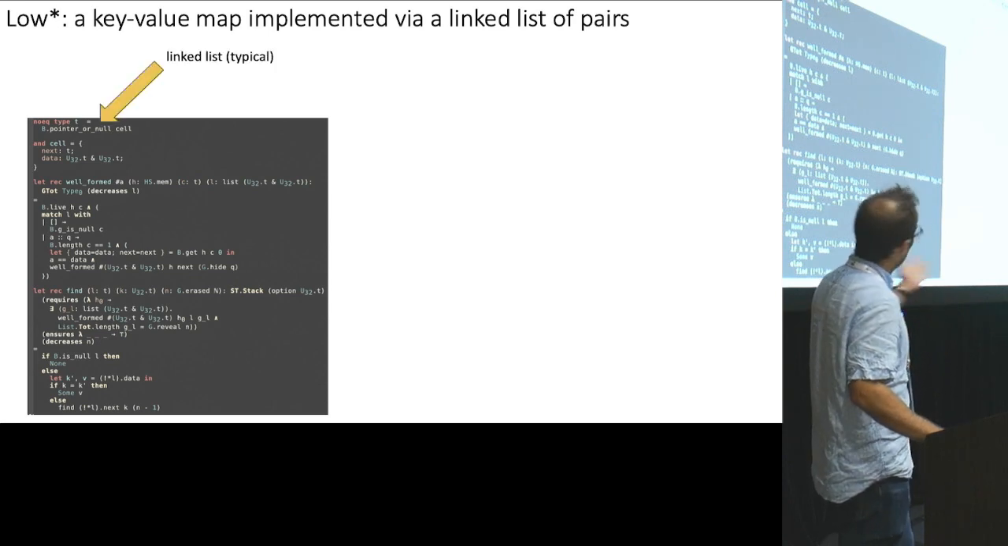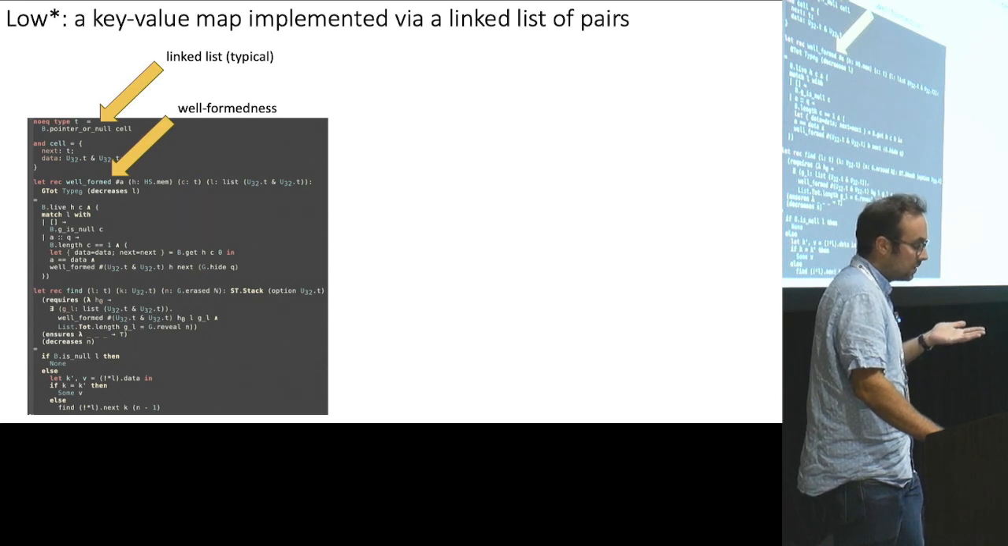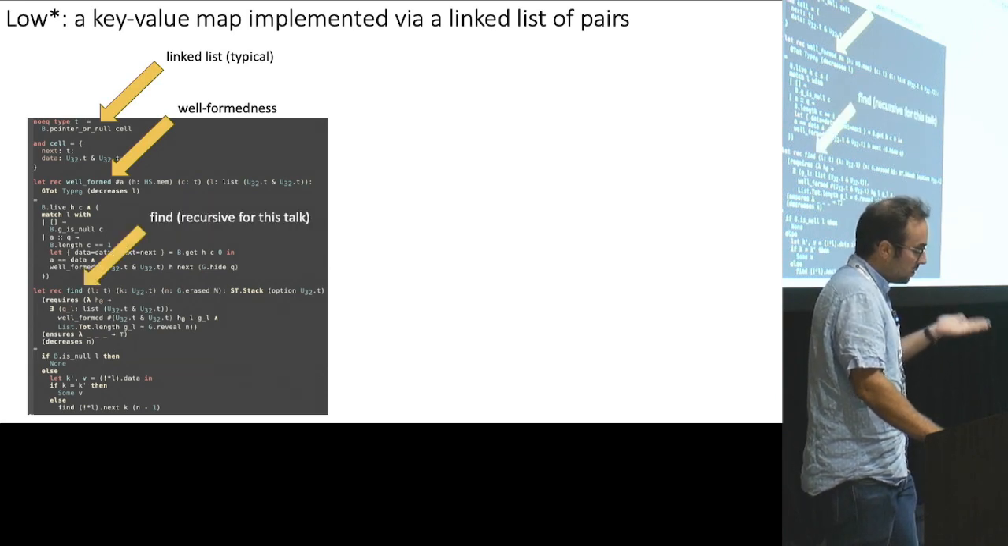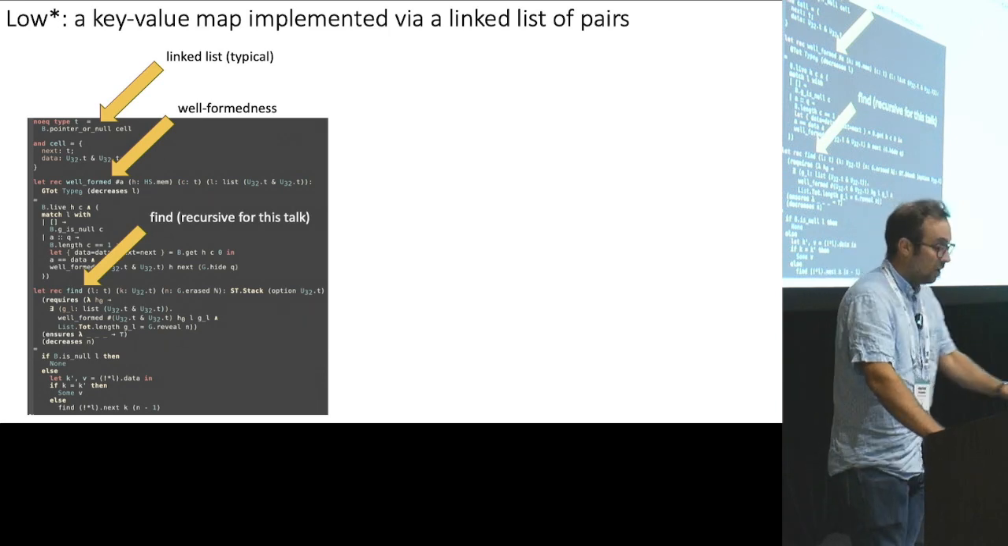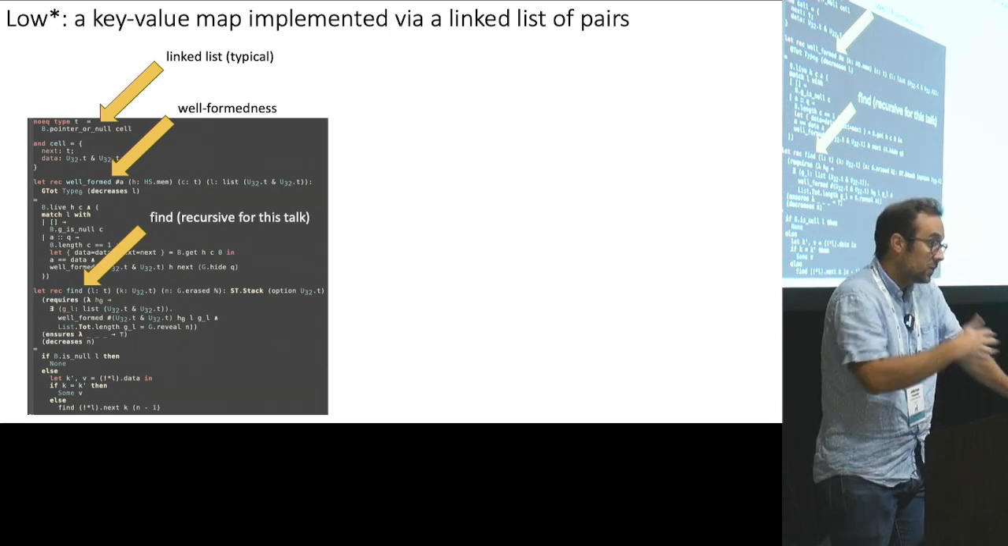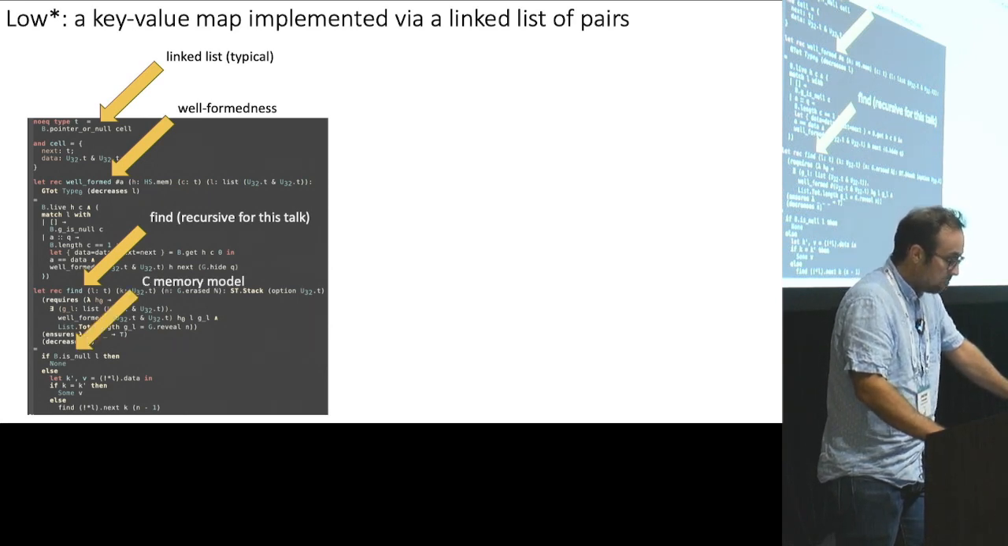The code is irrelevant, it's a linked list, but my point is that there's a find function for that linked list, and this implements a key value map with a linked list of pairs where the first element of the pair is a key and the second element of the pair is the value. You have a null check here.